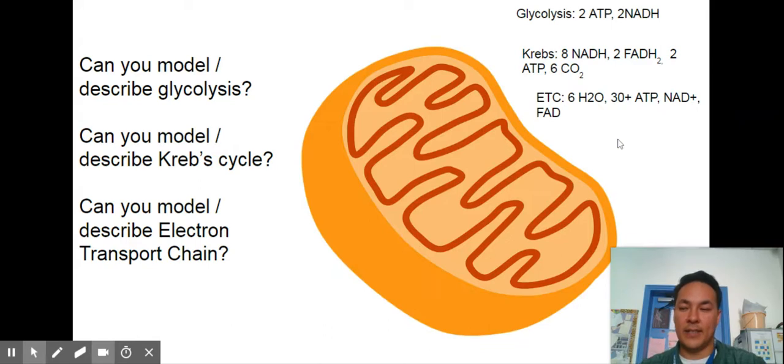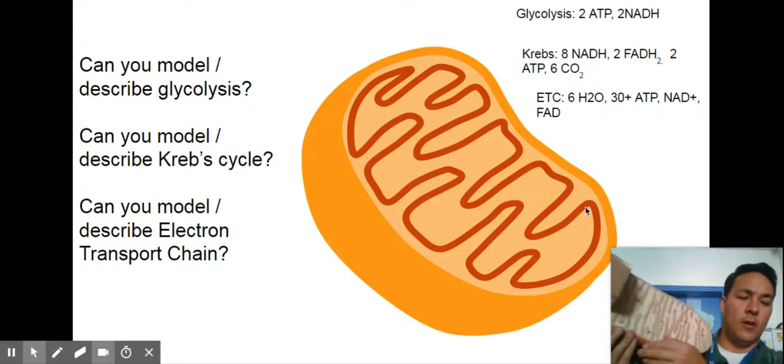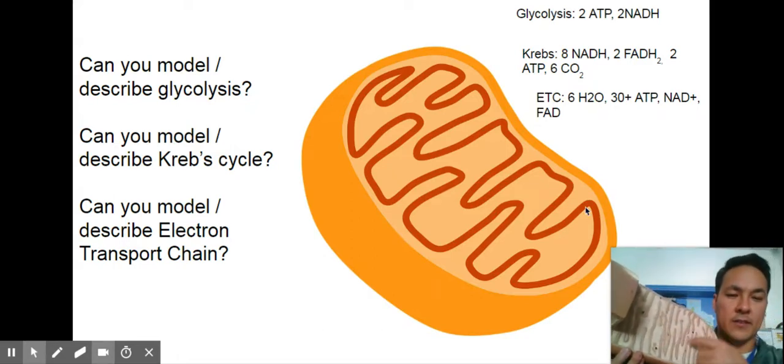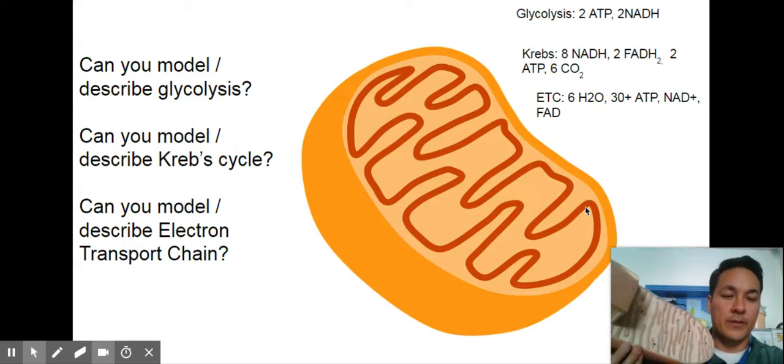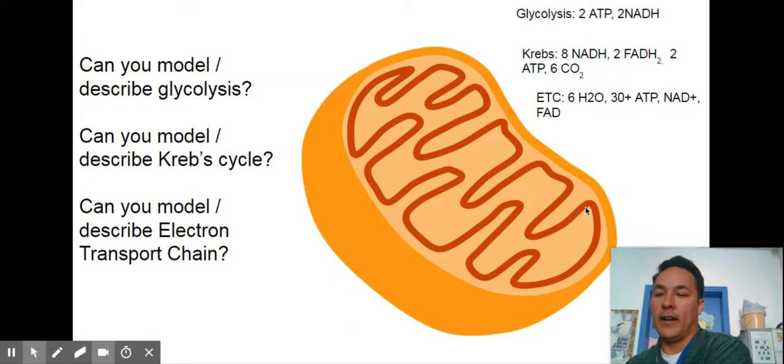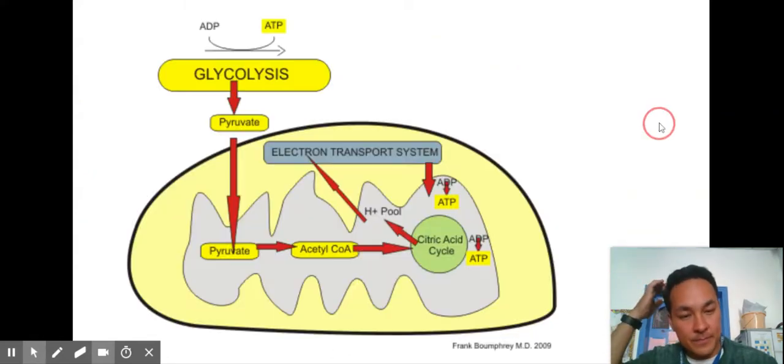So let's dive in and see each of these happen. And really, this is a good example of how the structure of an organelle leads to its function, right? By having all these folds in here, there's lots of area for it to do the electron transport chain. There's way more than one ATP synthase in here. All right, let's dive in, students.